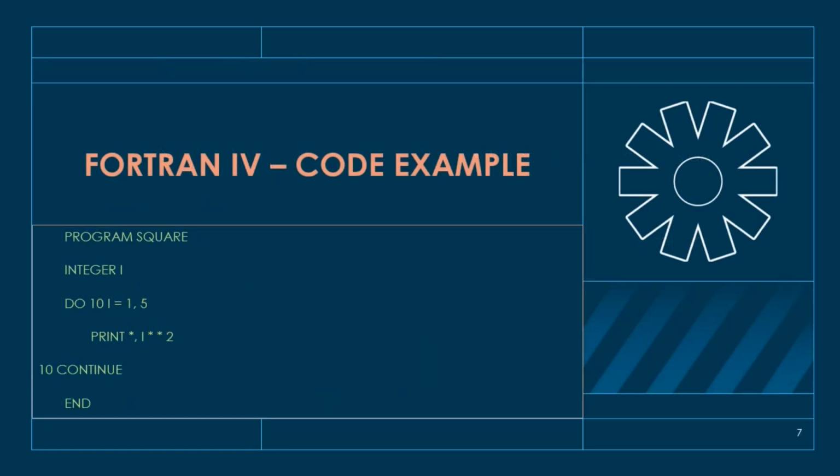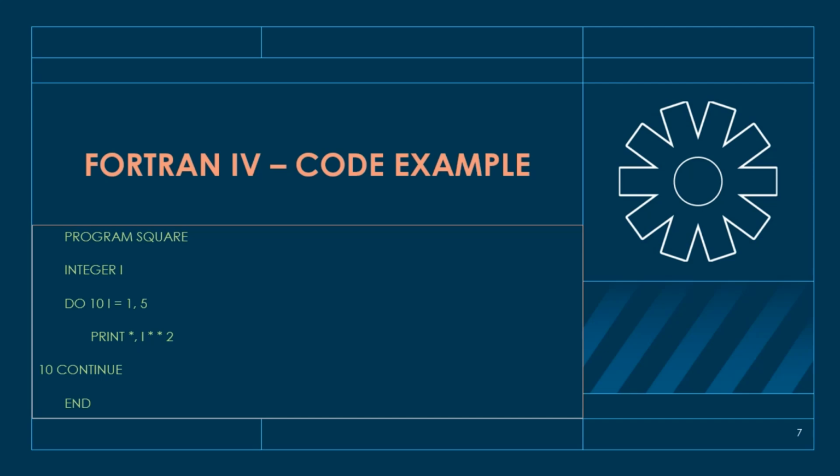And this here is a code example of Fortran 4, which calculates and prints the square of numbers from 1 to 5. And again, this one has a title in the first line, then the do loop, which repeats 5 times, setting I from 1 to 5. Also inside of the loop, it prints asterisk outputs I times, right? Asterisk 2, which basically means I squared. Another line, the continue statement marks the end of the loop.